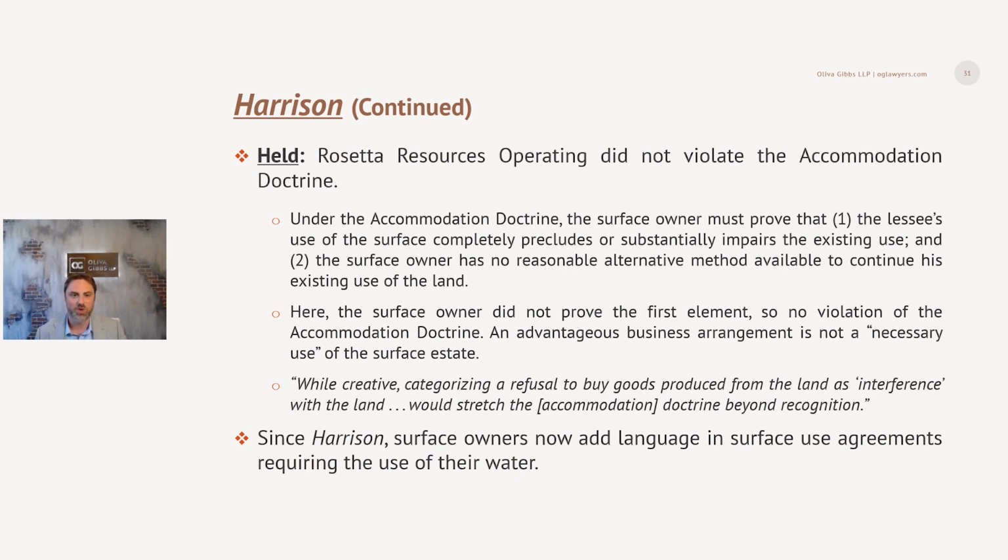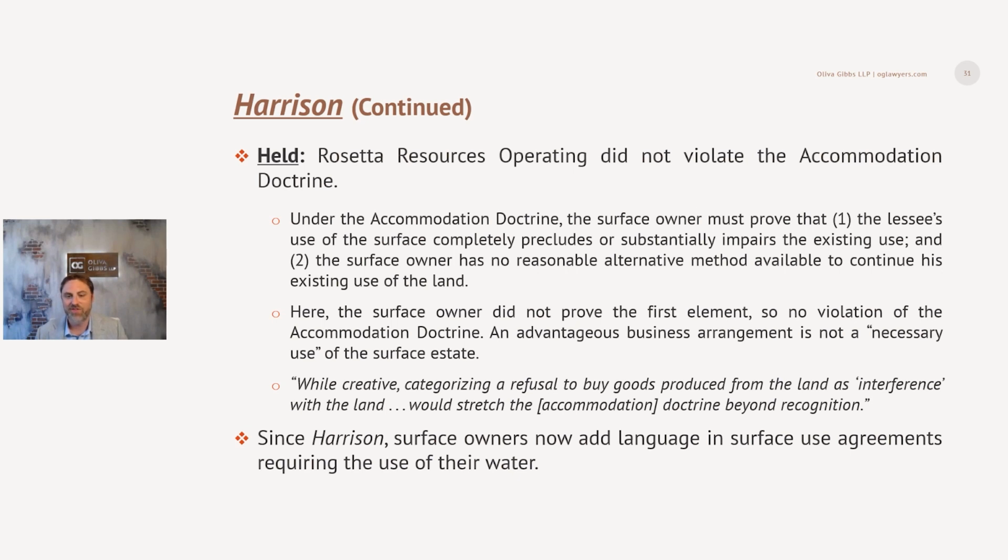So the court held that Rosetta Resources did not violate the Accommodation Doctrine, and that under the Accommodation Doctrine, the surface owner must prove that the lessee's use of the surface completely precludes or substantially impairs the existing use. This was not the case here, and that the surface owner had no reasonable alternative method available to continue his existing use of the land. So the court said, look, neither of these really apply here. Here, instead, the surface owner didn't really prove the first element, that the use of the surface had precluded or substantially impaired the existing use. The court said, look, you can still produce water from your tract. You can still sell it. In fact, if you were willing to come down on the price, maybe Rosetta would buy it from you. And there's no violation of the Accommodation Doctrine.